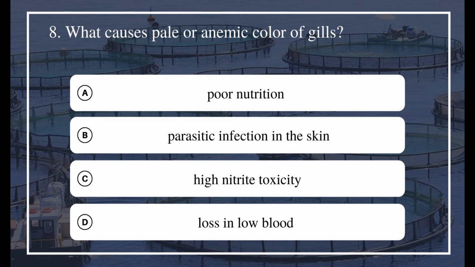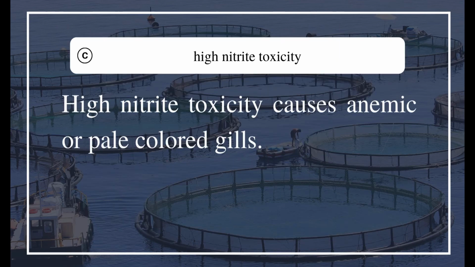8. What causes pale or anemic color of gills? A. Poor nutrition. B. Parasitic infection in the skin. C. High nitrite toxicity. D. Low blood. The answer is C. High nitrite toxicity. High nitrite toxicity causes anemic or pale-colored gills.